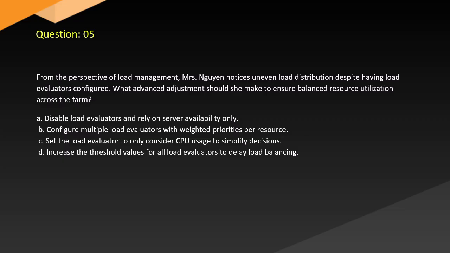A. Disable load evaluators and rely on server availability only. B. Configure multiple load evaluators with weighted priorities per resource. C. Set the load evaluator to only consider CPU usage to simplify decisions. D. Increase the threshold values for all load evaluators to delay load balancing.